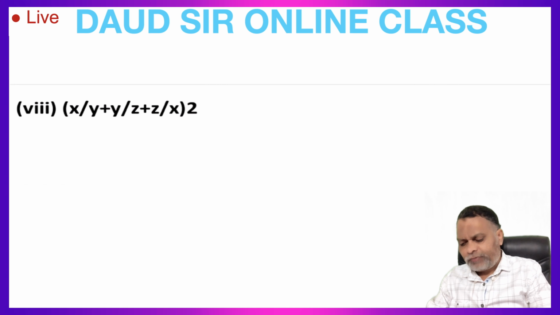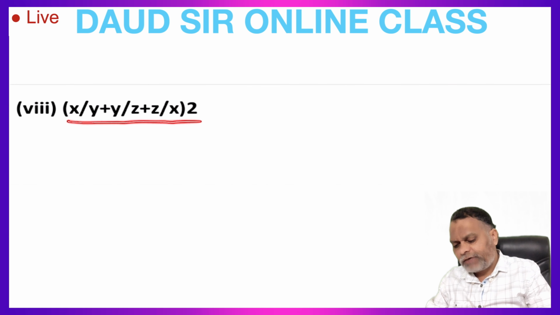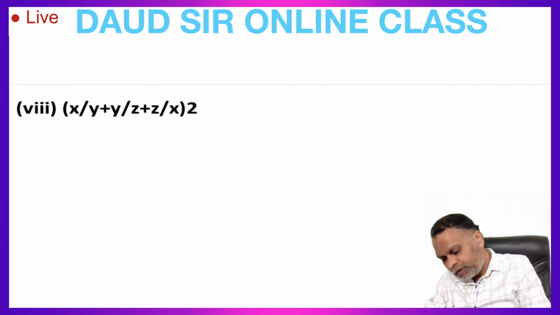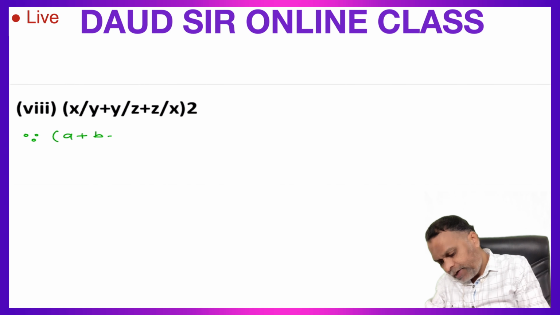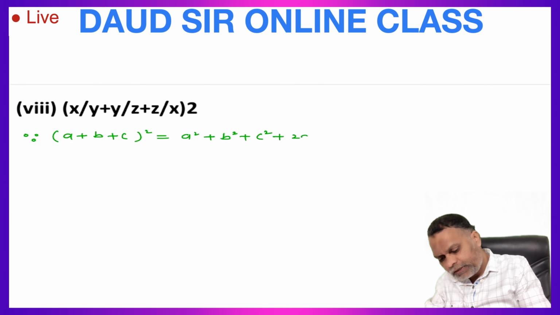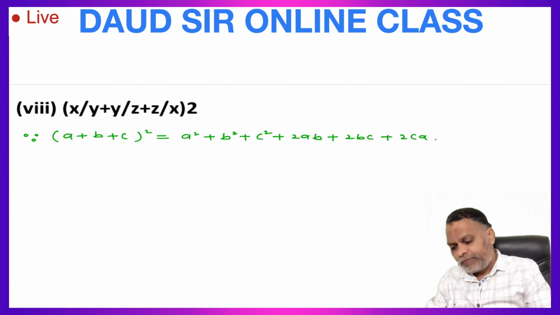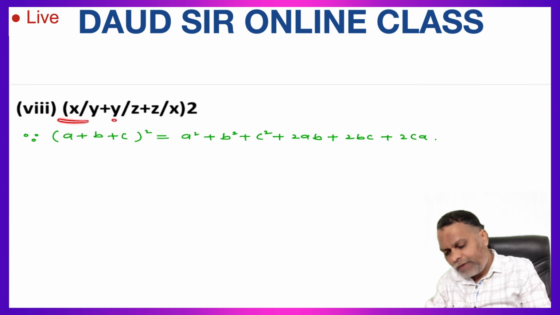Part 8, (x/y + y/z + z/x) whole square. So apply the identity (a + b + c) whole square is equal to a square plus b square plus c square plus 2ab plus 2bc plus 2ca. Here a is equal to x upon y, b is equal to y upon z, and c is equal to z upon x.